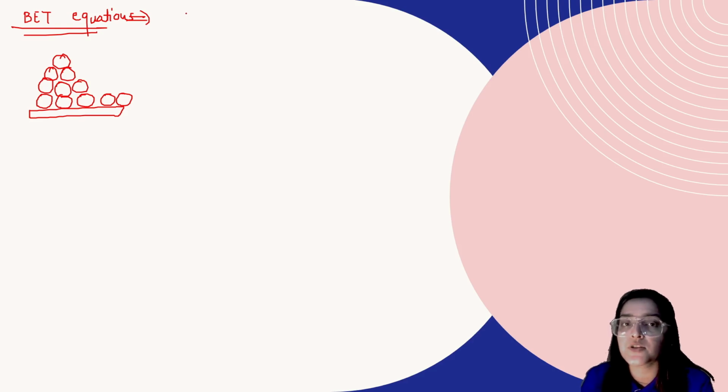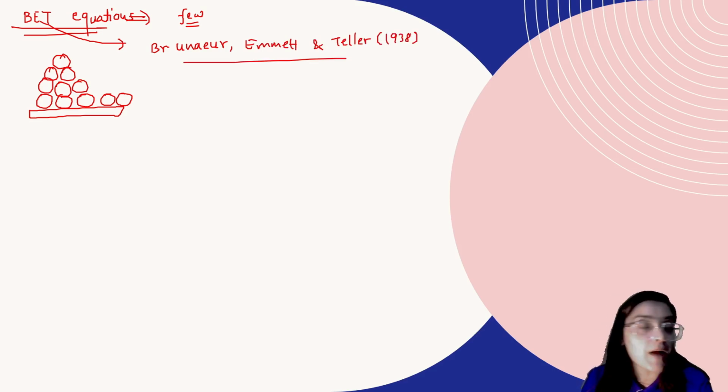There are a few assumptions that were made before the BET equation came. So what is BET? BET is named after the scientists who invented this equation: Brunauer, Emmett and Teller, in 1938. Very important students, mark it as important. These three scientists came together and gave the BET equation, which indicates how gas molecules adsorb on the solid surface.